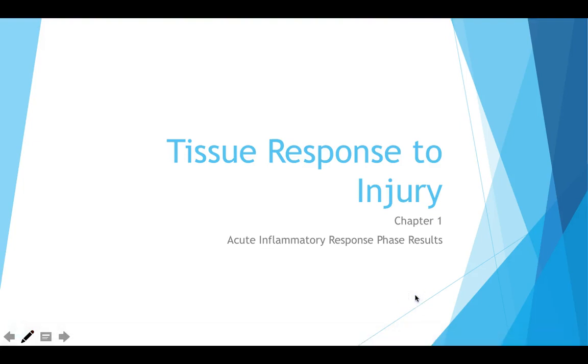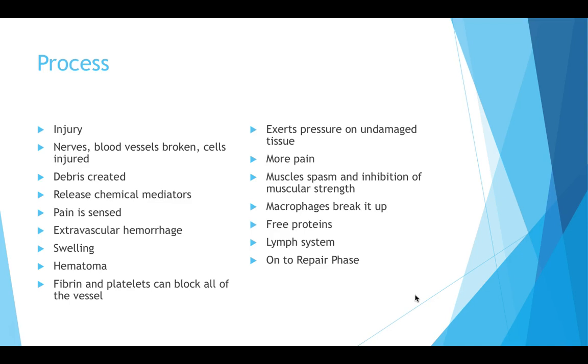Okay, everyone, so now just a quick summary of what happened in the acute inflammatory response phase and the results and where we are before we move forward. So remember, we had the injury occur. Nerves, blood vessels, cells were all injured, ruptured. We have the cells spilling their contents, and debris is all created.